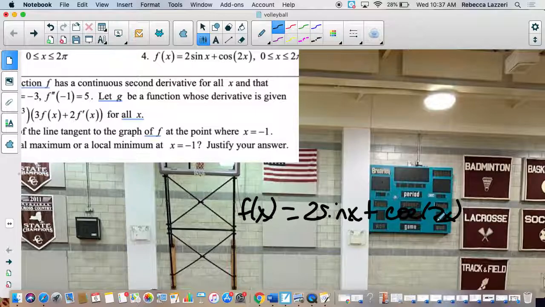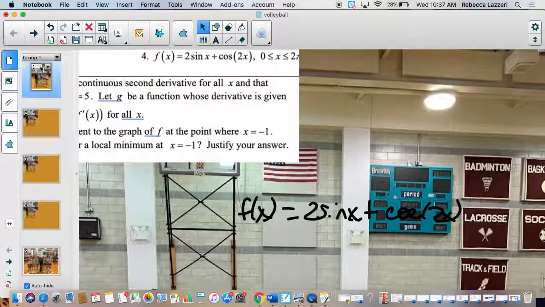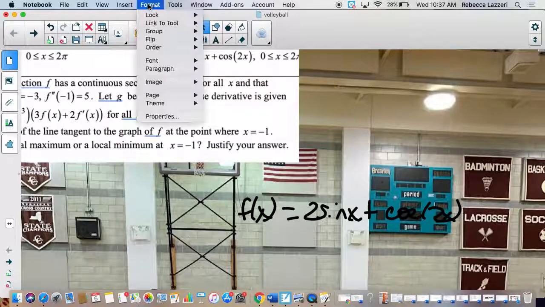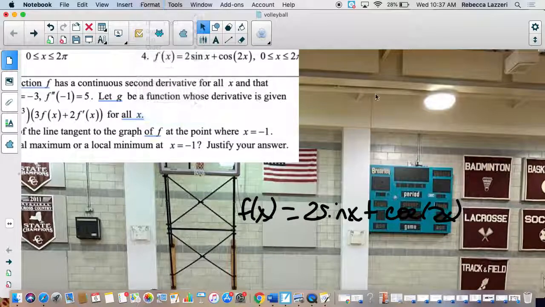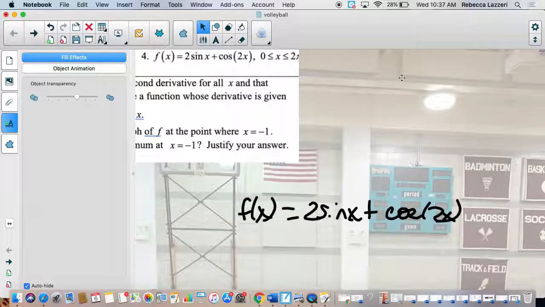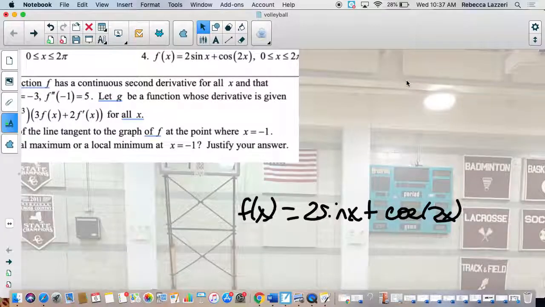And I'll get rid of the background for right now just so you can see this important work and I won't have to fight with it. Let's see. There we go. No, it's like a watermark. Okay.